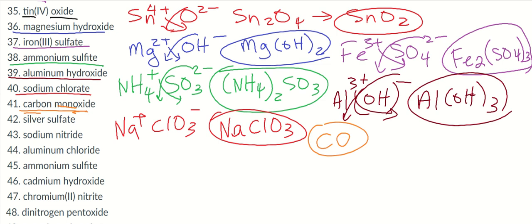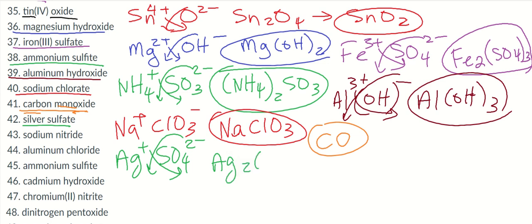Okay. All right, silver is one of our transition metals that just has a single charge, so you just have to memorize that. Silver has a 1 positive charge. Sulfate is SO4 with a 2 negative charge. Crisscross that. There we go.